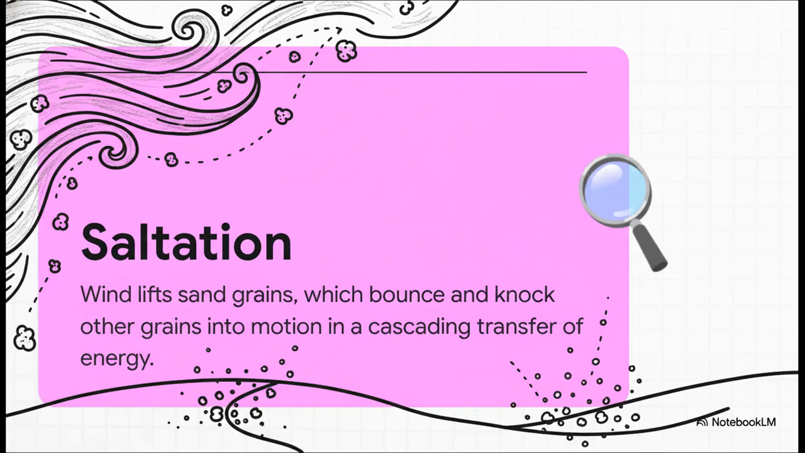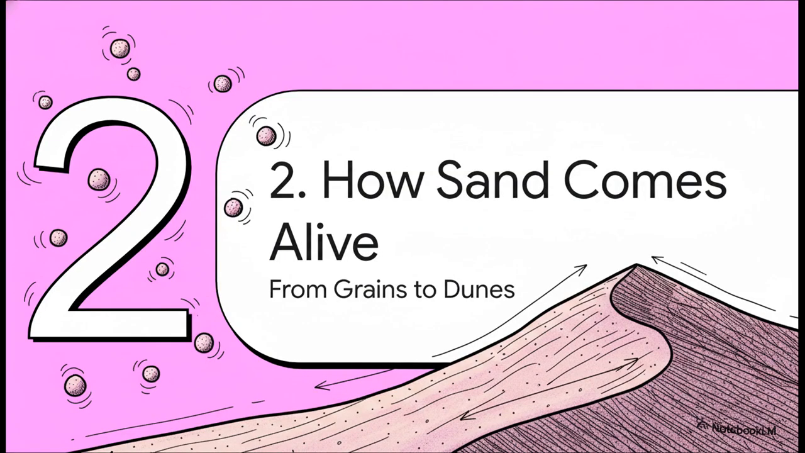The process that kicks this whole thing off has a cool name, saltation. It's this beautiful, cascading chain reaction. A gust of wind lifts a few grains of sand, they fly for a little bit, and then they crash back down, knocking other grains into the air. It's this incredible domino effect, a coordinated dance of billions of individual grains that makes the entire dune look like it's moving as one. Okay, so we've got this chaotic dance of individual grains. But how does that create something as huge and organized as a dune? Well, that's our next stop.